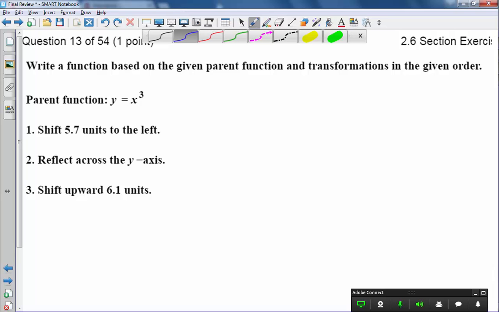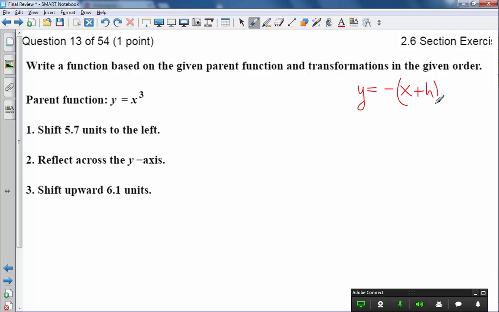Yeah, speak up. It's okay. Even if you're wrong, you won't lose anything. Jay? It would be y equals negative x plus h in parentheses with a 3 on it. What is h? 6.1.